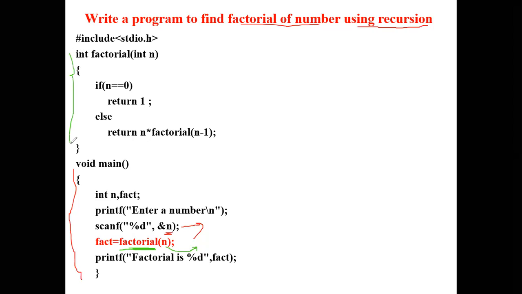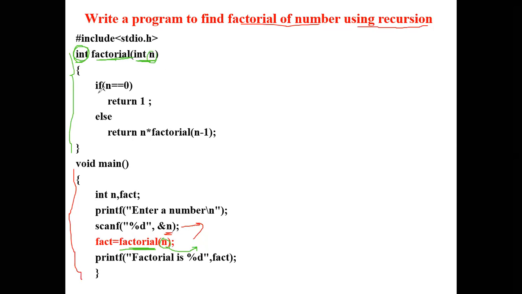This is our function definition. The return type is int, so after executing, it returns the result in the form of an integer. Then the function name and the parameter. This is our formal parameter. Whatever value you have in the variable n will be copied to this local variable n.